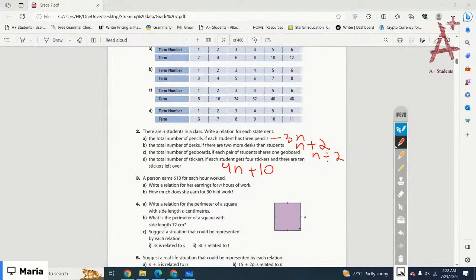Okay, let's just start with question number 4. A person earns $10 each hour worked. Write a relationship for her earning for n hours of work. How much did she earn for 30 hours? Okay, she earns $10 per hour. Got it? So if she works n hours, it would be 10 times n. Got it?